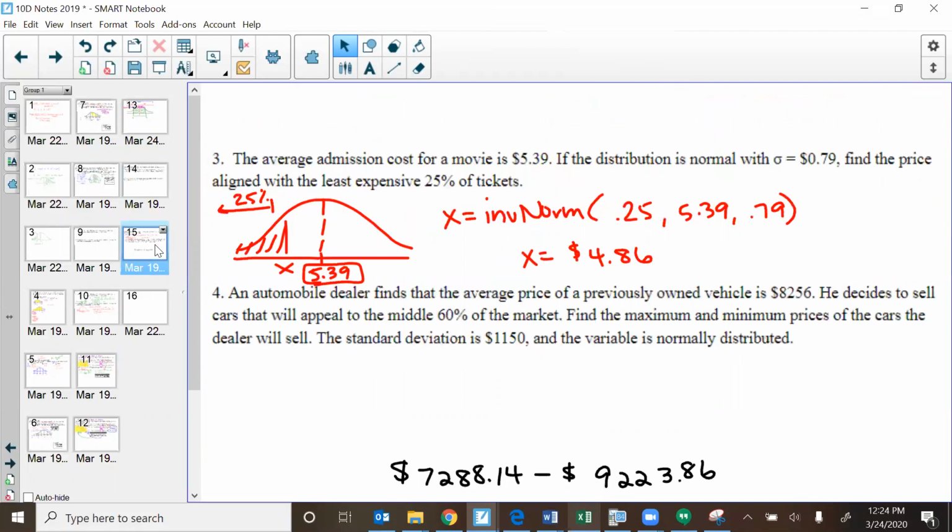I think that's really all that I wanted to show you. I think that I've shown you most of it here. Again, this one is a middle 60% of the market. So that's really nice, really easy to do on your calculator. But please do be checking your keys as you're going.